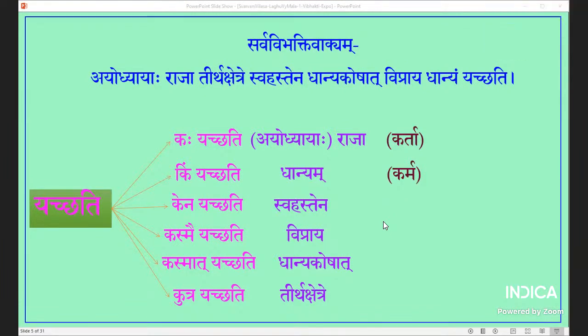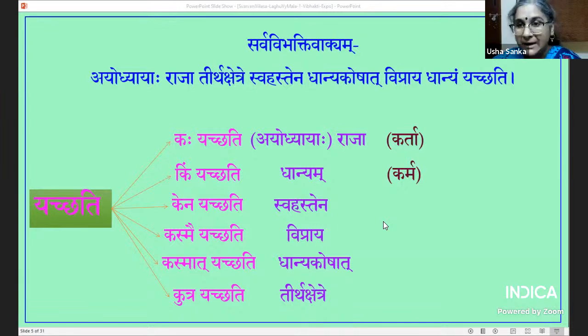Then, what is Karma? It's a technical word. Grammatically, Karma means object. So these are parallelly related. Raja is Karta, Dhanyam is Karma. Raja is giving Dhanyam, so Dhanyam becomes the Karma, the object. Raja, the king, gives Dhanyam. So what does the king give? Dhanyam. So Dhanyam is the object. That is Karma.